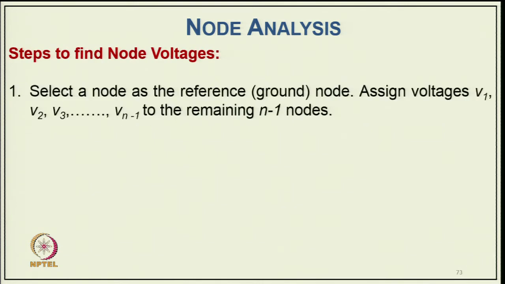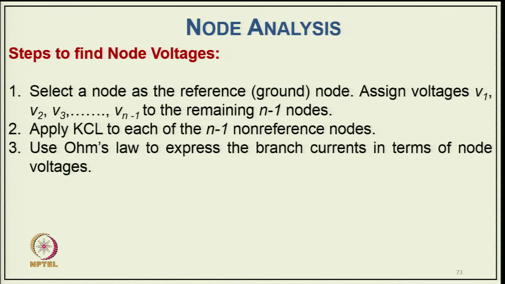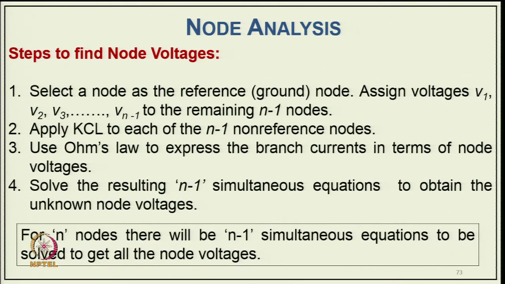Now, the steps to find the node voltages: select a node as the reference ground node and assign voltages V1, V2, up to V(n-1) to the remaining n minus 1 nodes, and apply Kirchhoff's current law to each of the n minus 1 non-reference nodes, because one node is your reference node, that is the ground node. Then use Ohm's law to express the branch currents in terms of the node voltages. Solve the resulting n minus 1 simultaneous equations to obtain the unknown node voltages. For n nodes there will be n minus 1 simultaneous equations to be solved to get all the node voltages.